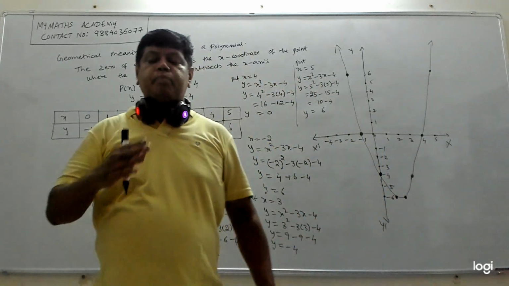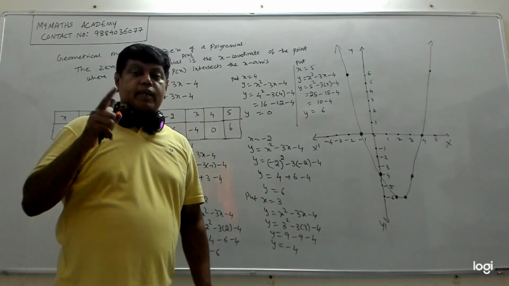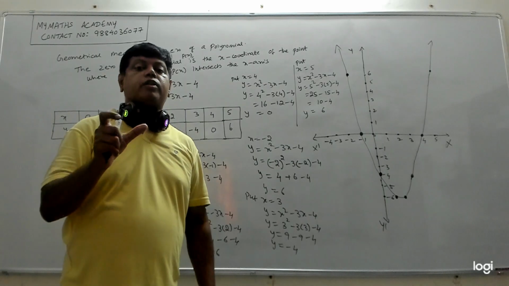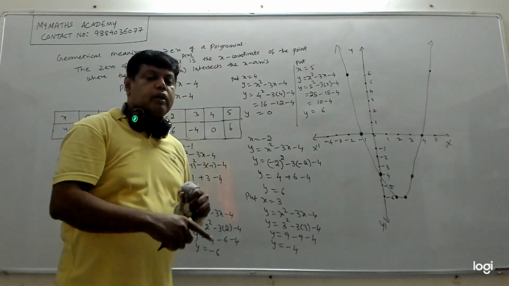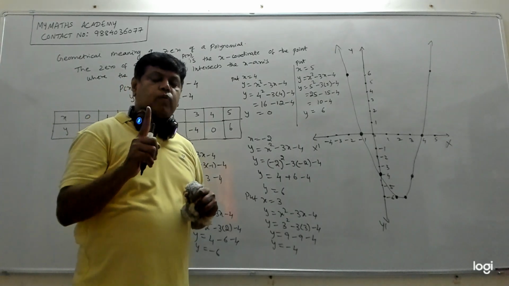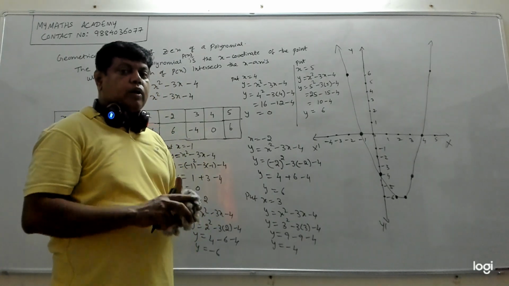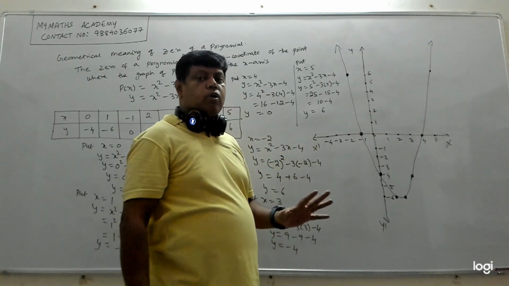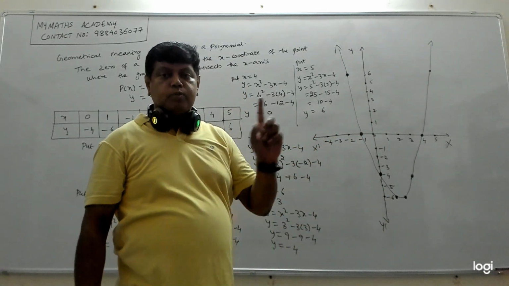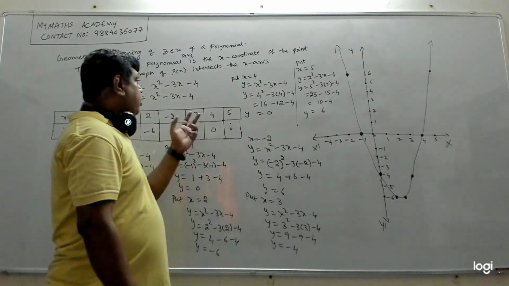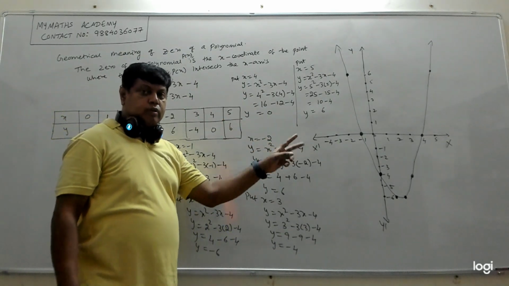The number of places where the graph is touching the x axis, those many zeros are there for the polynomial. The earlier polynomial was a straight line, which intersected the x axis at only 1 point. So the zero was 1. Now here it is intersecting at 2 points. So the number of zeros is 2. This quadratic polynomial has exactly 2 zeros.